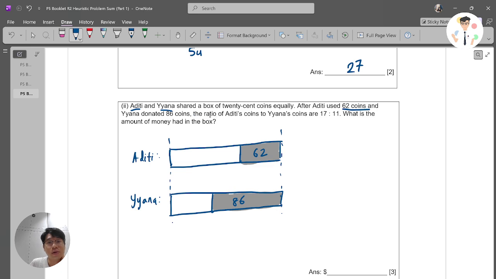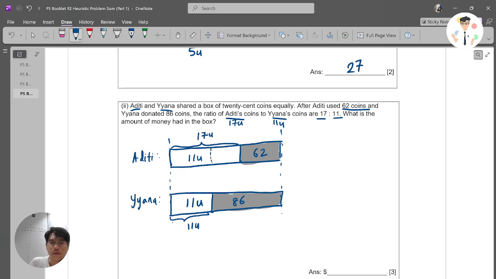Now, with that, the ratio of Aditi's coins and Yana's coins becomes 17:11. And again, as you know, 17 refers to 17 unit, 11 means 11 unit. So what that means is that Aditi here has 17 unit. Yana here is 11 unit. Or perhaps I actually can just draw here. Here is 11 unit. I also can cut. Yes, you're right. I can cut here and say here is 11 unit.